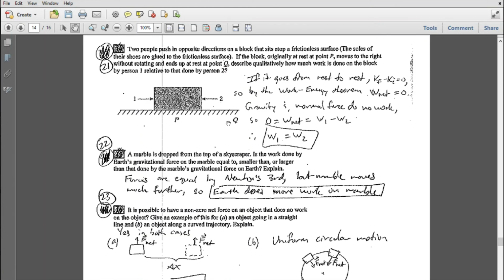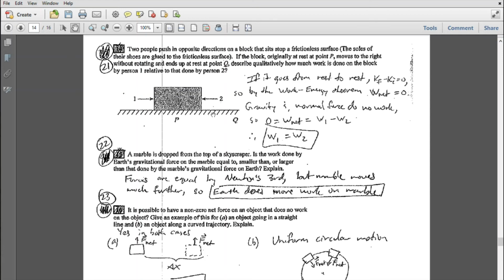Problem 21, hey, thankfully I don't have to flip back up to the problem statements because they're written here. Two people push in opposite directions. Somehow this box is on a frictionless surface, but somehow they're standing on something with friction. The box is originally at rest at point P, center of the box, moves to the right and ends up with the center at point Q. Describe qualitatively how much work is done on the block by person 1 relative to that done by person 2.